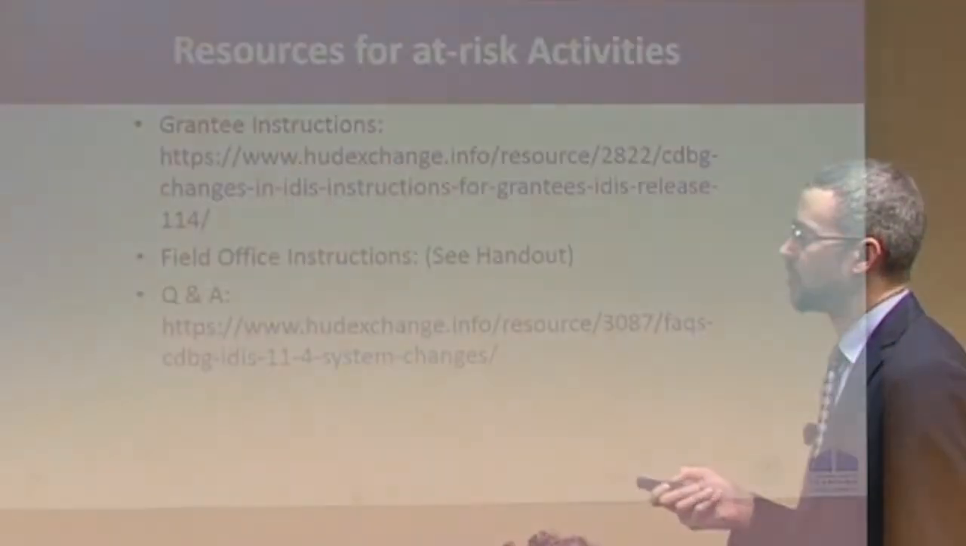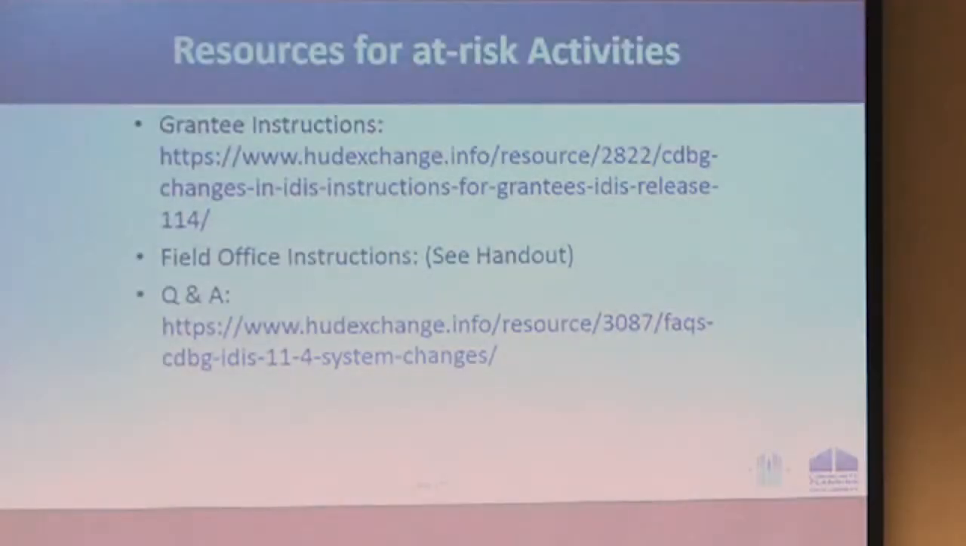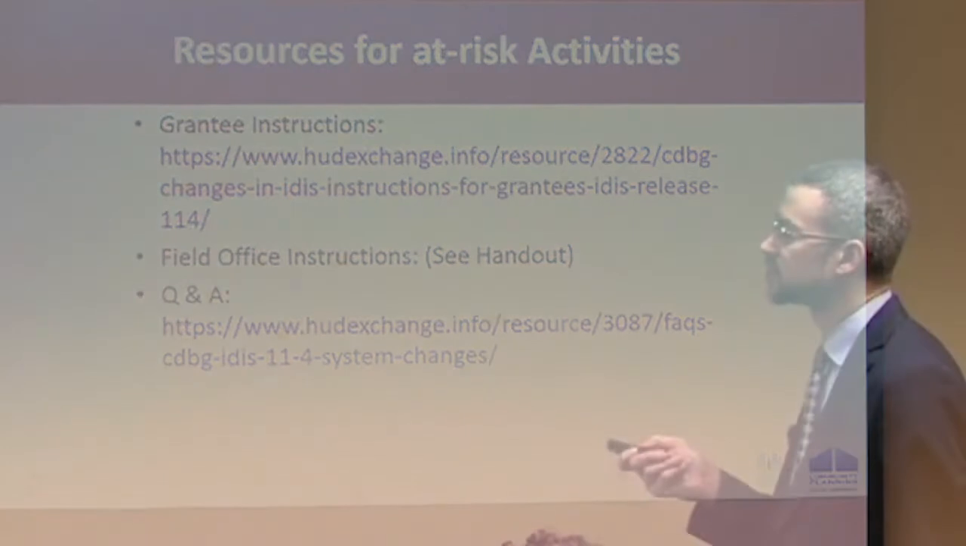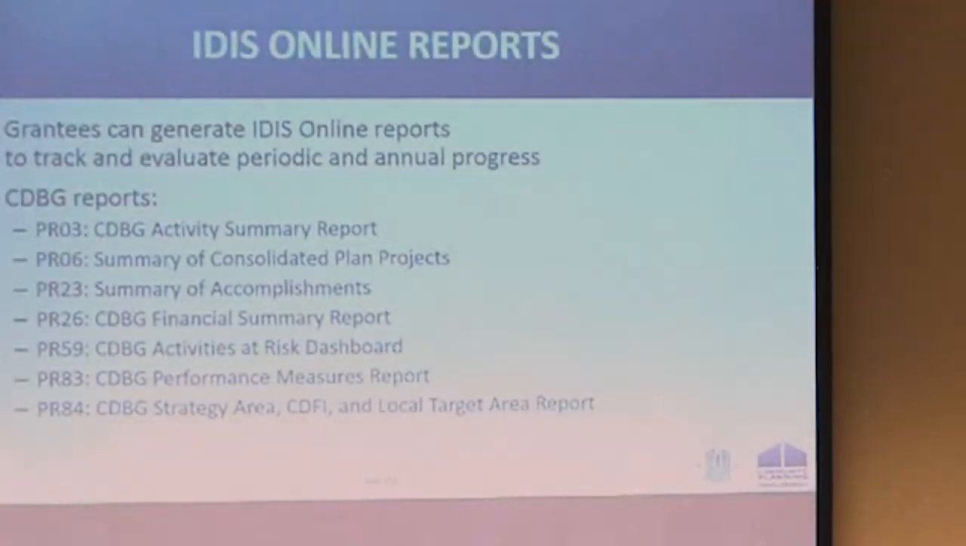Grantees may no longer cancel activities or withdrawals without obtaining field office approval. I'm sure you guys are aware of this now. You can generate the PR59 to look at requests for canceled activities and withdrawals. Resources for at-risk activities: there are some resources out there that detail what to do when you have at-risk activities in IDIS. There's a Q&A link here that will walk you through some of the common questions and answers related to that.